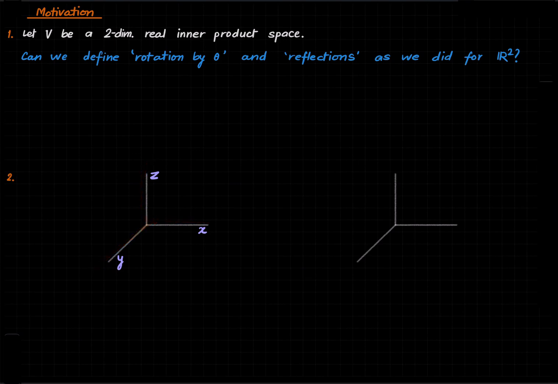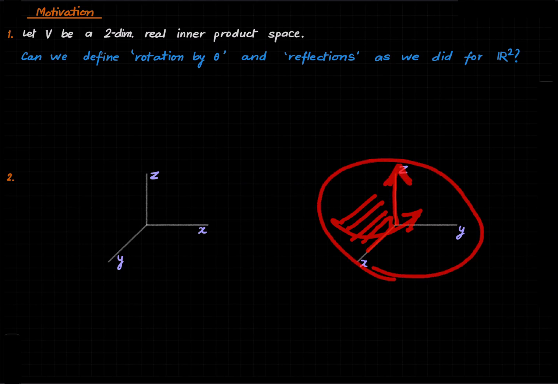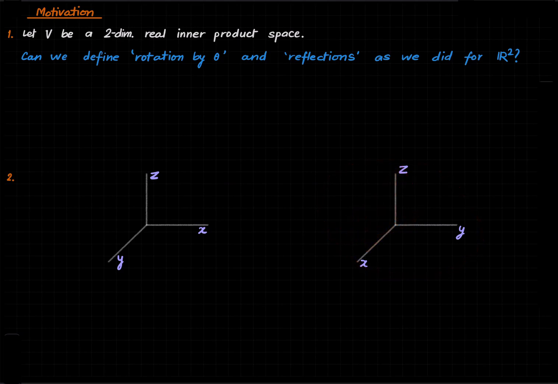However, if you labeled them like this, x was here, y was here, and z was here, then you put the blade of your right hand palm like this, and the fingers would be pointing this way. You curl your fingers towards the y-axis, and the thumb will then be pointing along the z-axis. So this is in some sense the correct way of labeling the axes.